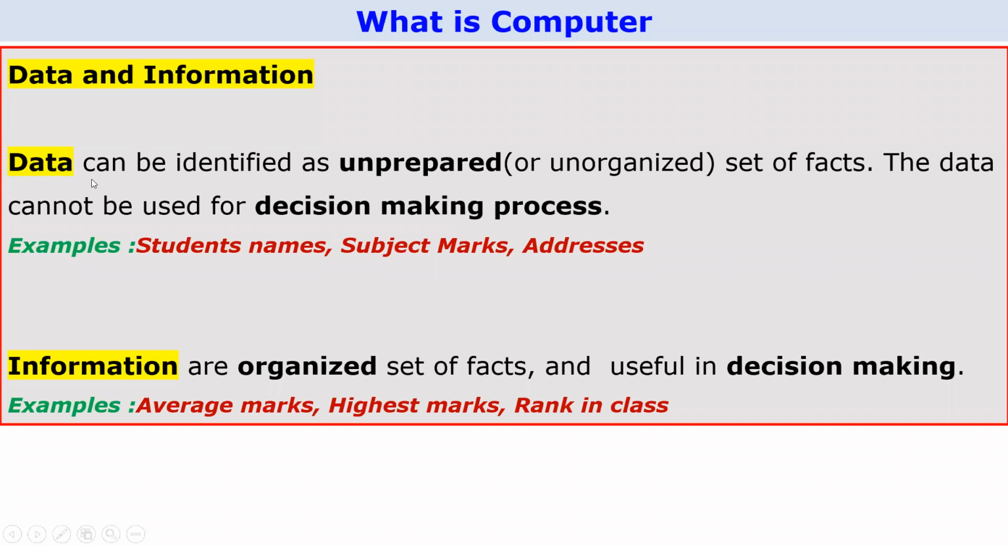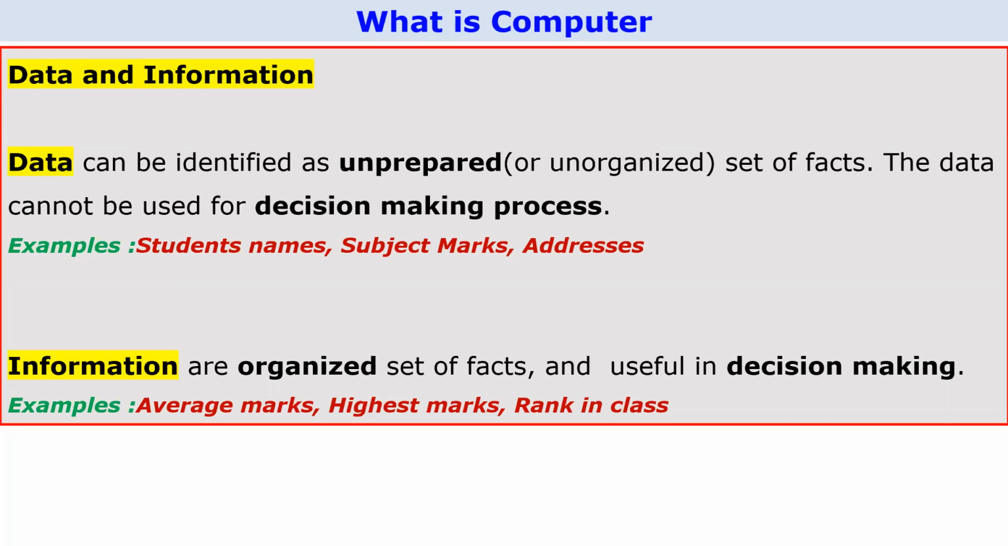Briefly, I can say data is unprepared or unorganized facts. By looking at the data, you can't make decisions. It is not suitable for the decision-making process. Example, student names. When you are in the classroom, only by looking at the names of students, is it possible to give some idea about who the student is, what type of behavior he or she has? Can you say that only by looking at the name? No, you can't make decisions.